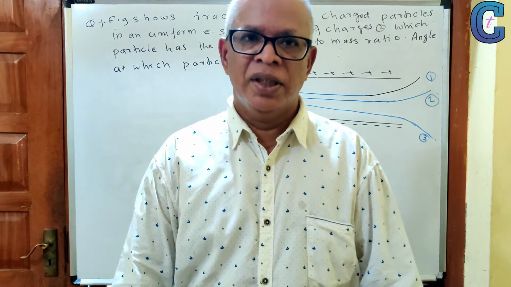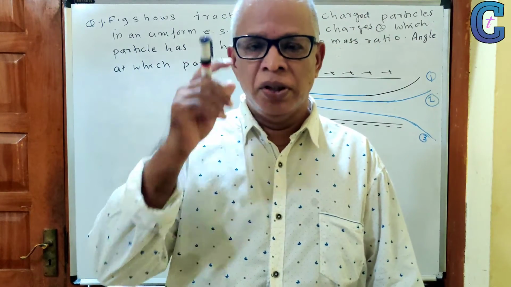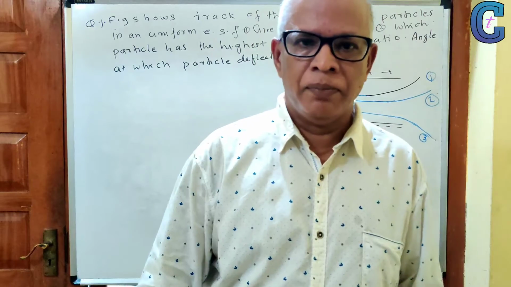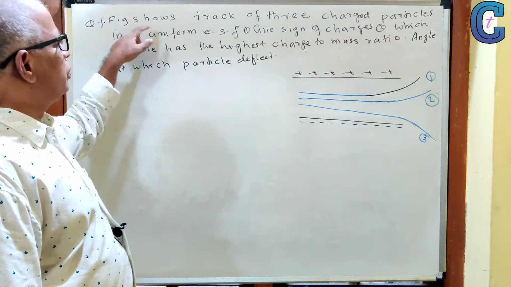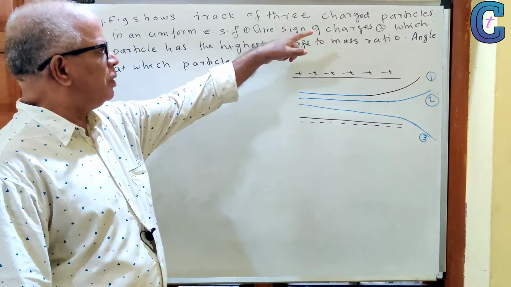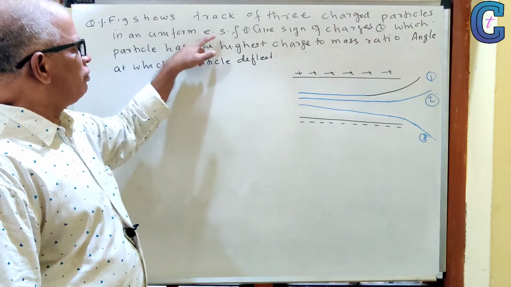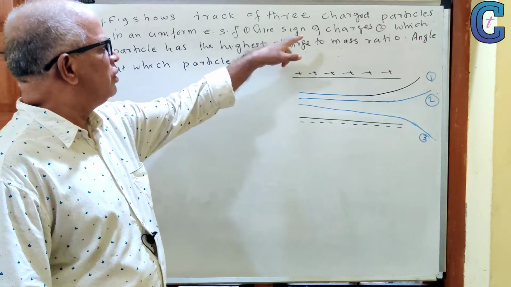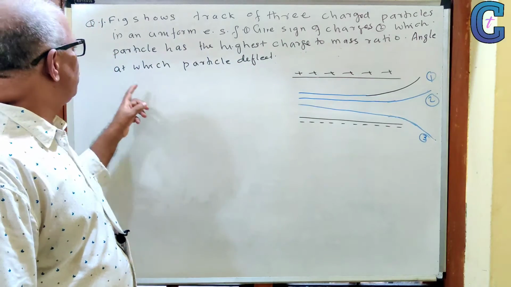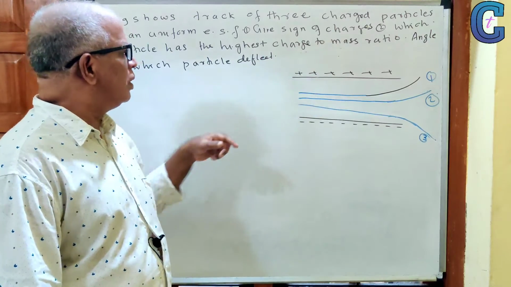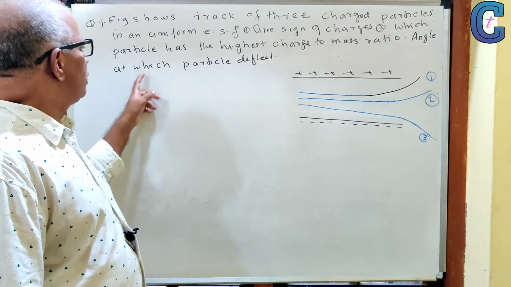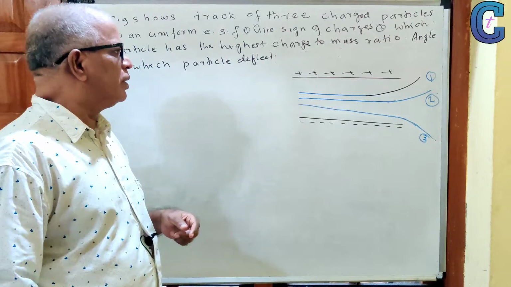Hello students, we shall do some problems with the application of electric field. Look at this problem. This is from NCERT. Figure shows three tracks of three charged particles in a uniform electrostatic field. Give sign of charges. Second part is which particle has highest charge to mass ratio, and thirdly the angle at which the particle is deflected.